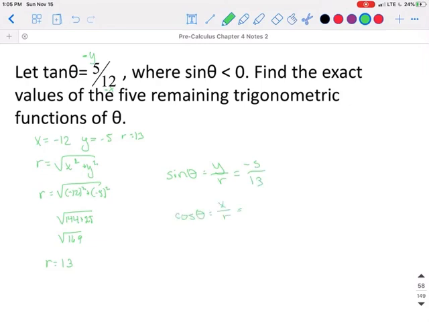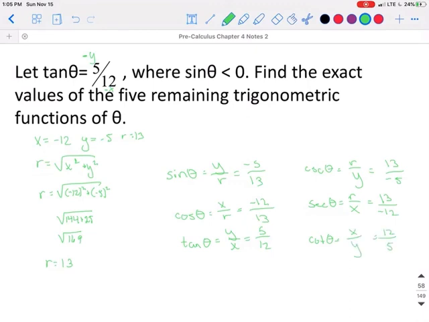Cosine of theta is x over r, or negative 12 over 13. And we already know that the tangent of theta is y over x, but we already knew that that was 5 over 12. Cosecant of theta, remember, is the reciprocal of sine, so this will just be 13 over negative 5. Secant of theta is the reciprocal of cosine, or r over x, which is going to be 13 over negative 12. And cotangent is the reciprocal of tangent, or x over y, which is 12 over 5.